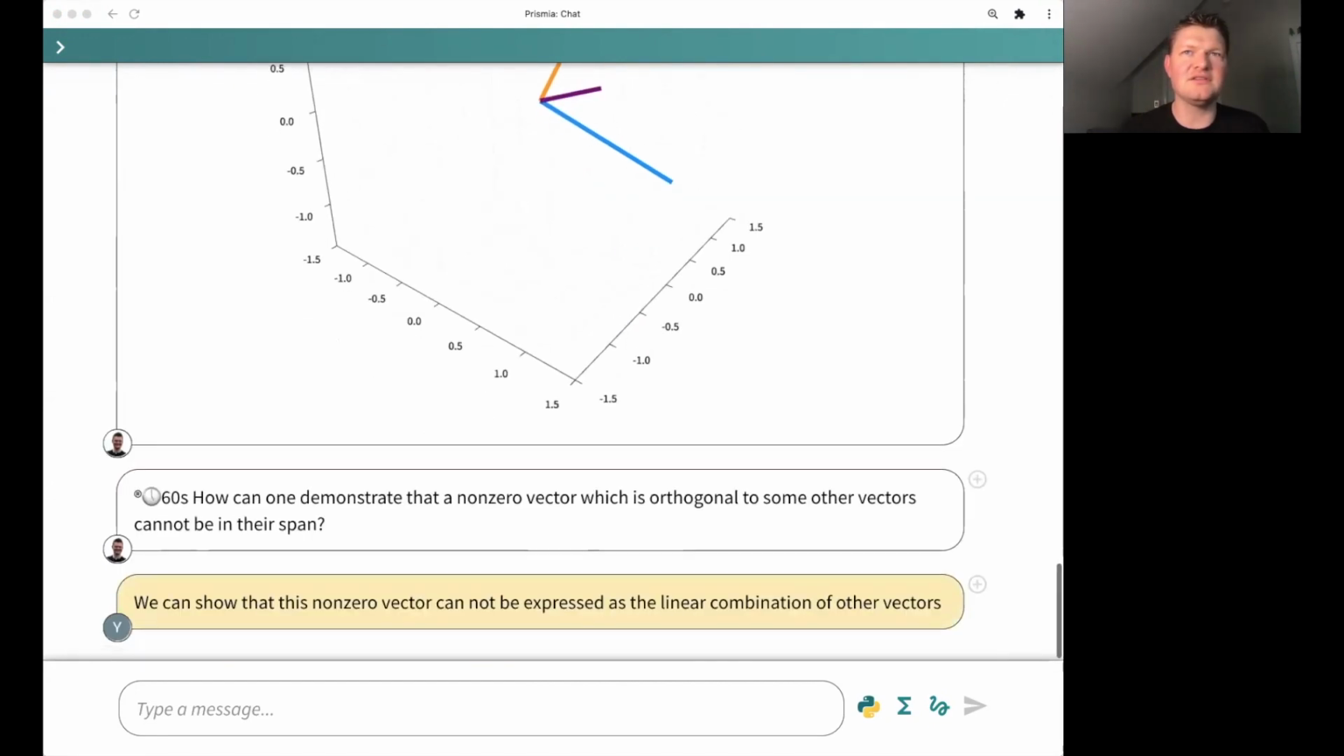Great. So this is an excellent start. We can show that the non-zero vector cannot be expressed as a linear combination of the other vectors. Right. So here's how that looks.